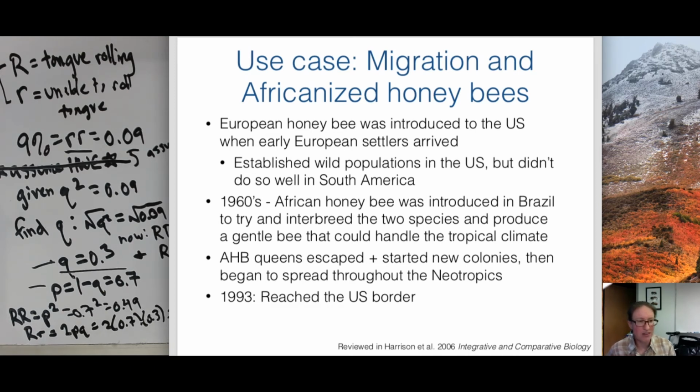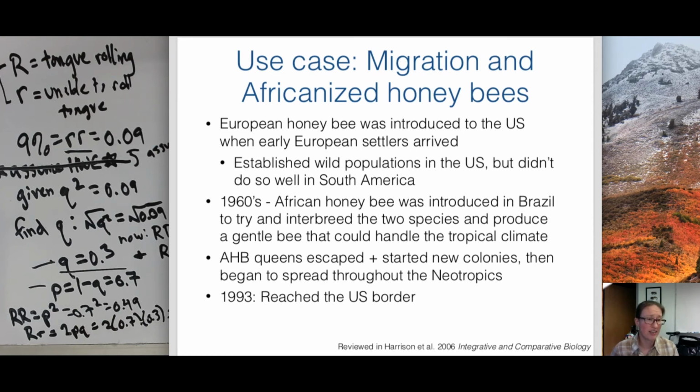And so South Americans were pretty interested in also having access to honey. So in the 1960s, what they did was they started trying to introduce different types of bees into South America to try and figure out a variety of bee that might do better there. So the African honeybee was introduced in Brazil to try and interbreed it with European honeybees to produce a gentle bee that could also handle being in a tropical climate. And unfortunately, the bees escaped once again and started new colonies in the wild and started to spread throughout the neotropics.